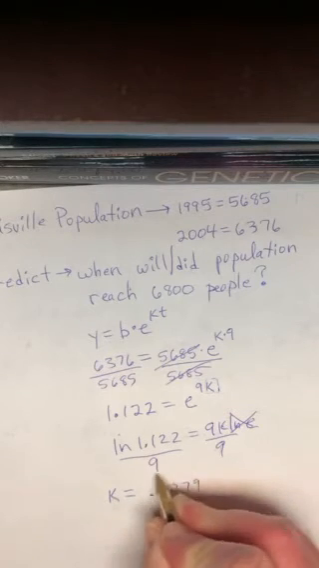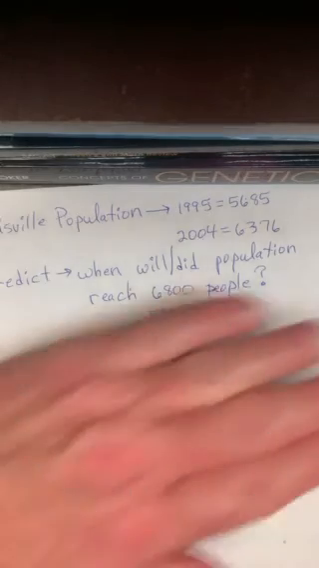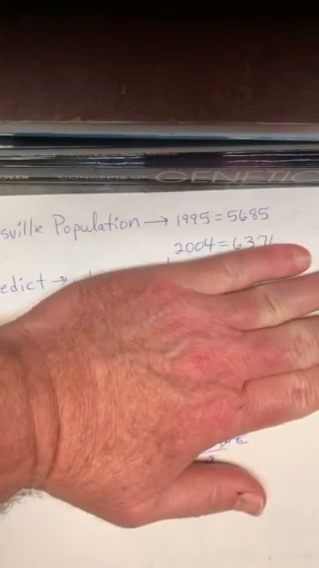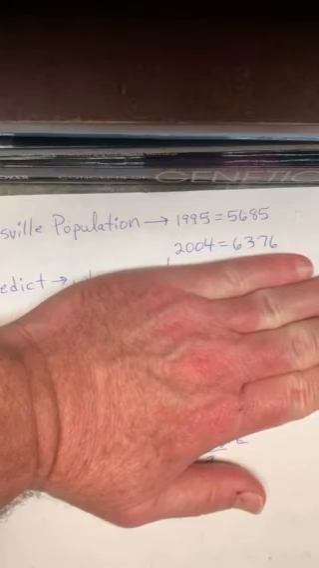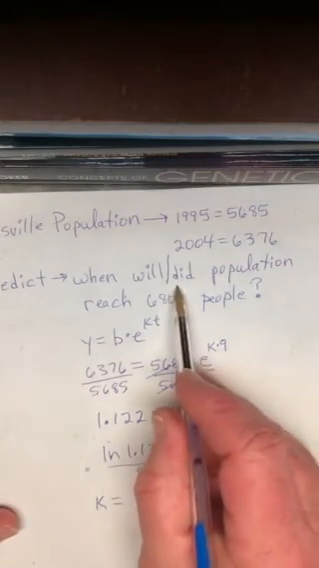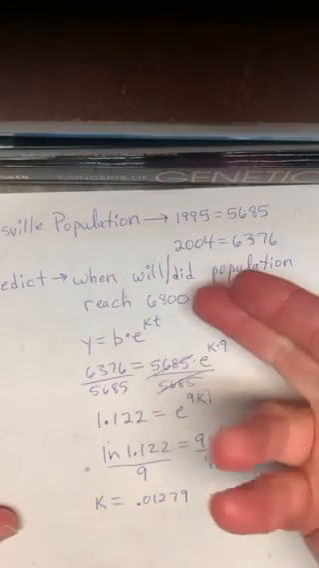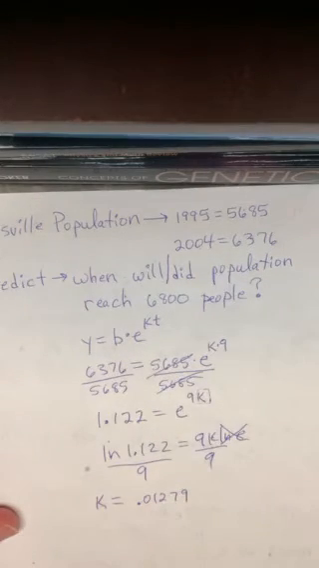Now, guys, don't circle that. I didn't say what's the growth rate from 1995 to 2004. What's the growth rate? I didn't say that. I want you to make a prediction as to when the population will reach 6,800 people. When? How many years is it going to take?